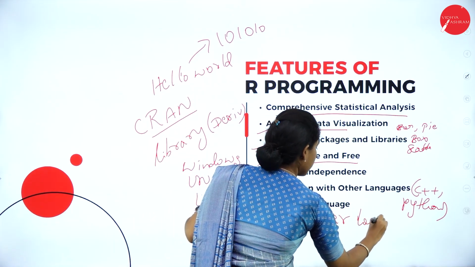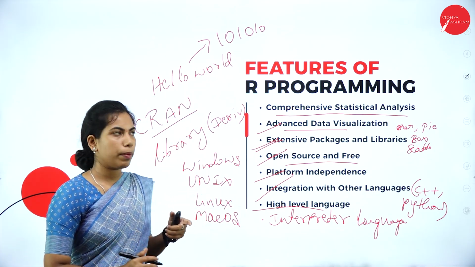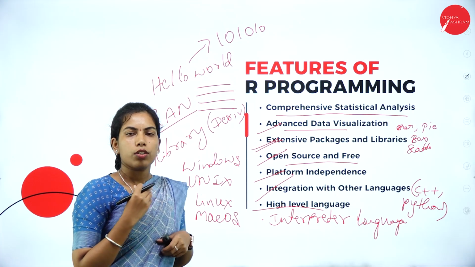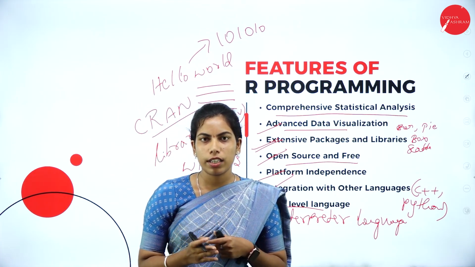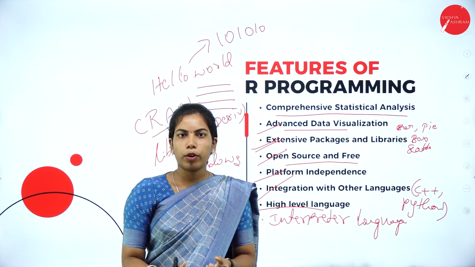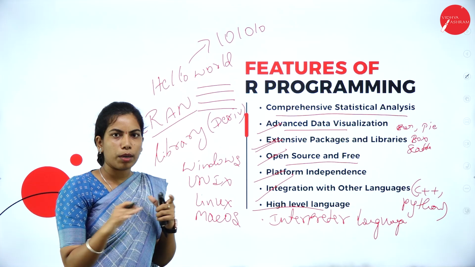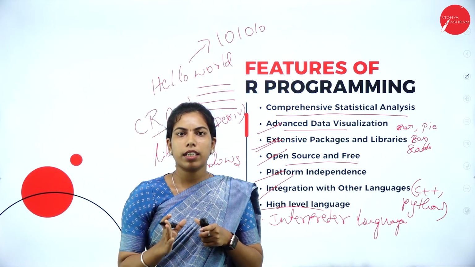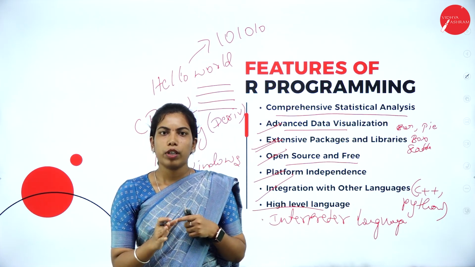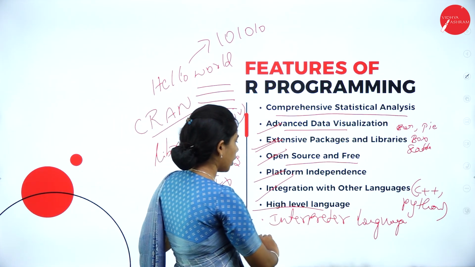Interpreter language. Why do we call it an interpreter language? Because each line of the code is executed, in the R Studio or the R console. So it is an interpreted language, line by line, not a whole program like C or C++. Each line is executed at once. If any one line contains an error, it will be debugged by the user. So that's why R is an interpreted language.